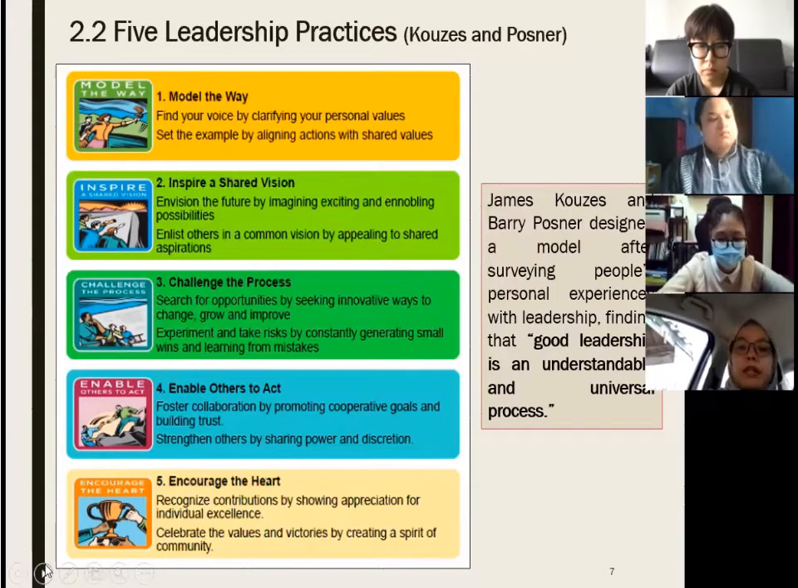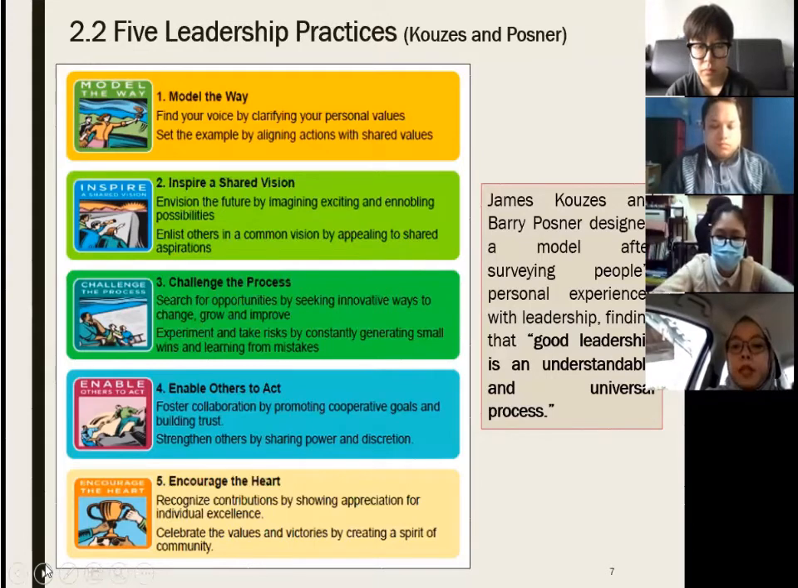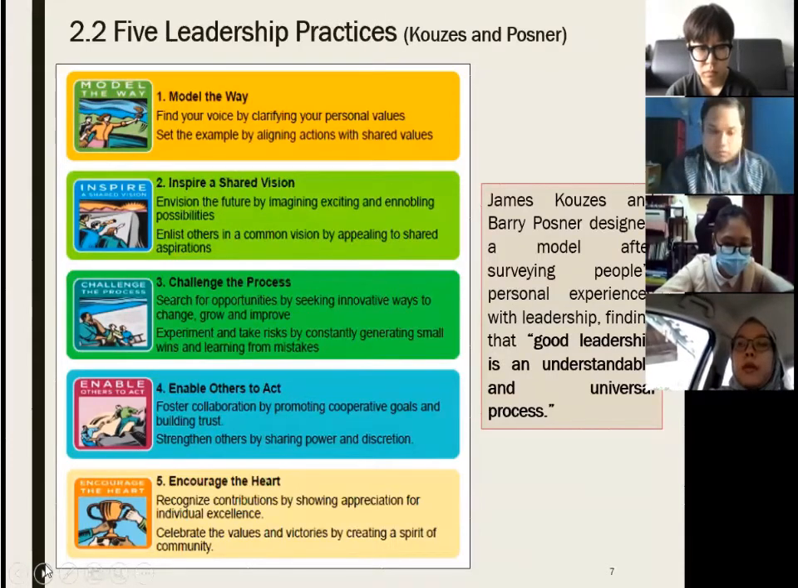The third one is challenge the process. It explains the importance of being an agent for change, creating opportunities as well as taking risks and also learning from mistakes. The 2 key behaviors here are to search for opportunities by seeking innovative ways to change, grow and improve, and experiment, and also to take risks by constantly generating small wins and also learning from mistakes.